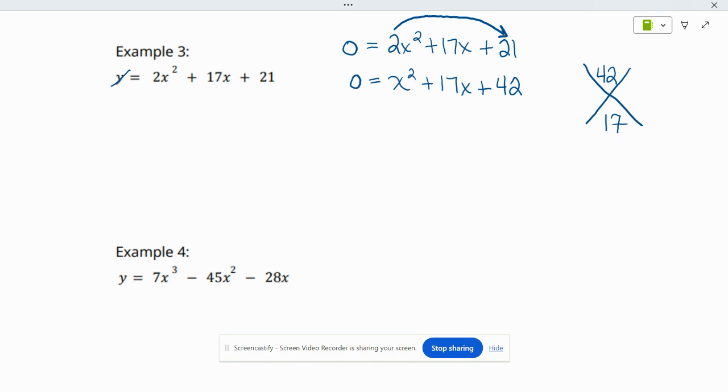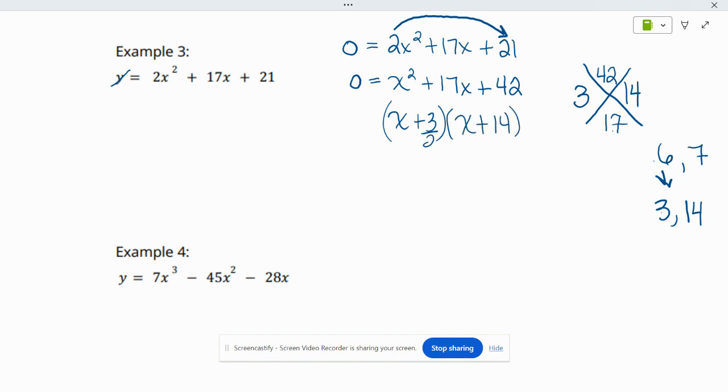What two numbers multiply together to 42 that pop into your head right now? 6 times 7. 6 plus 7 is 13. So what is half of 6? 3. And if we take half of one number, we have to double the other one. What's 7 times 2? 14. What's 3 plus 14? Oh my goodness. 3 and 14. That gives me x plus 3 times x plus 14.